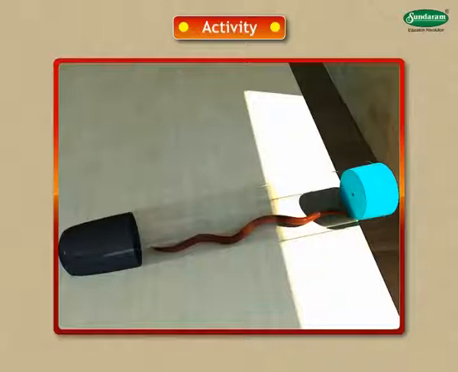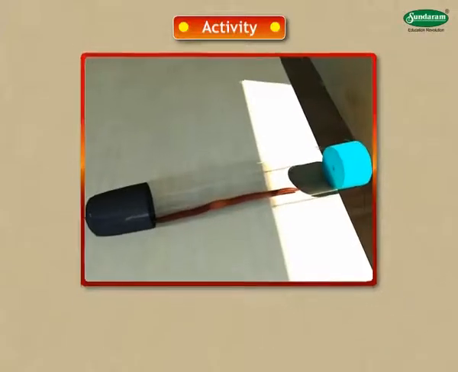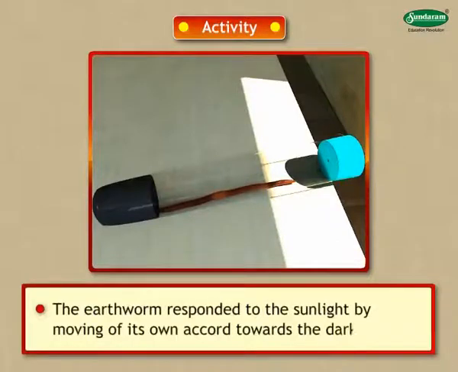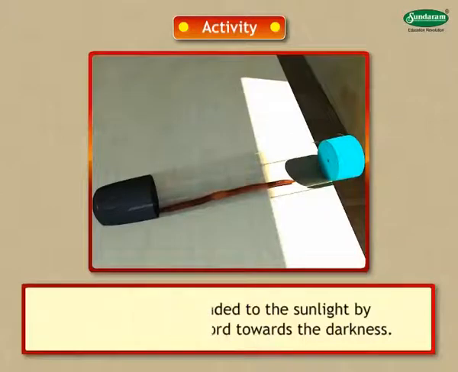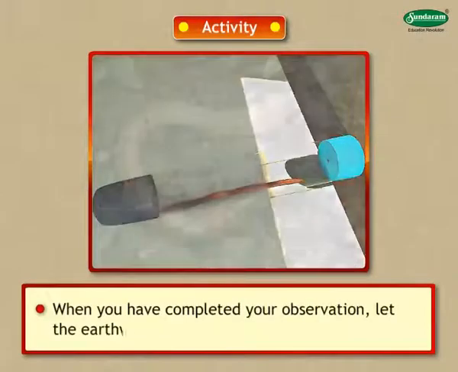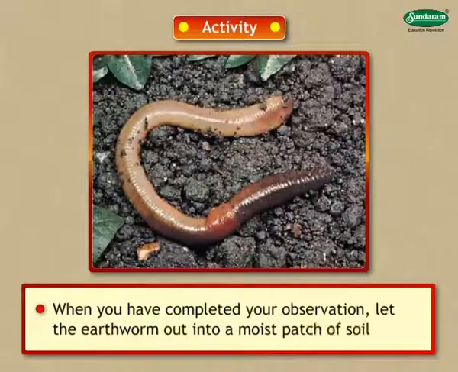You will see that the earthworm moves towards the part of the test tube wrapped in a black paper. That is, it moves towards the dark part away from the light. The earthworm responded to the sunlight by moving of its own accord towards the darkness. When you have completed your observation, let the earthworm out into a moist patch of soil.